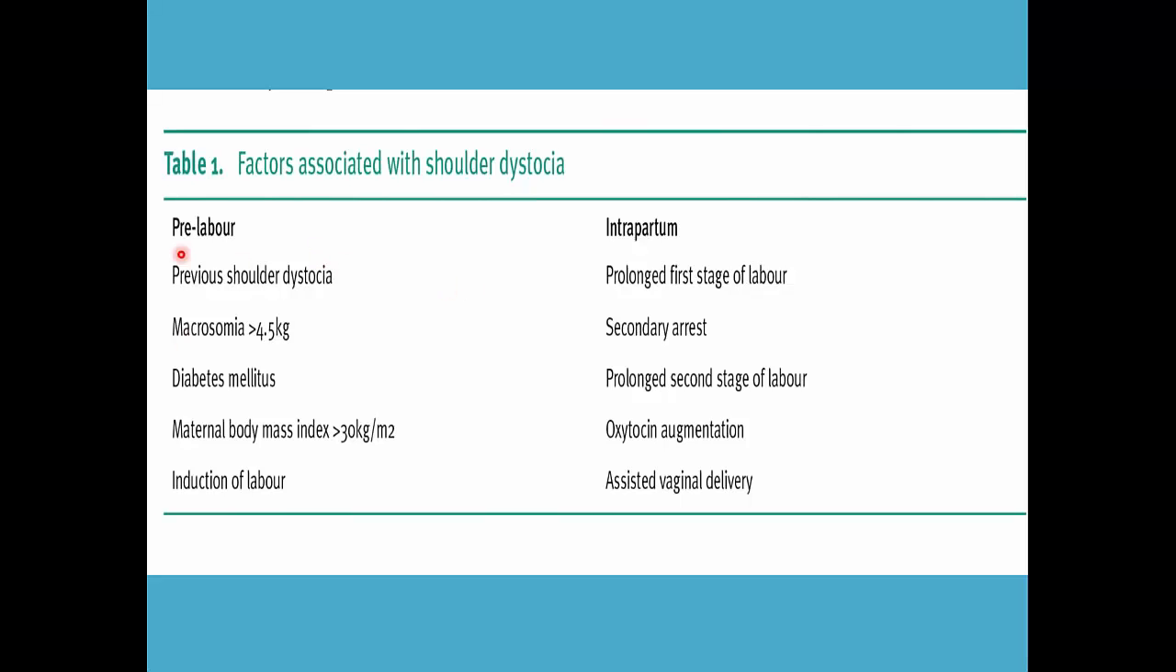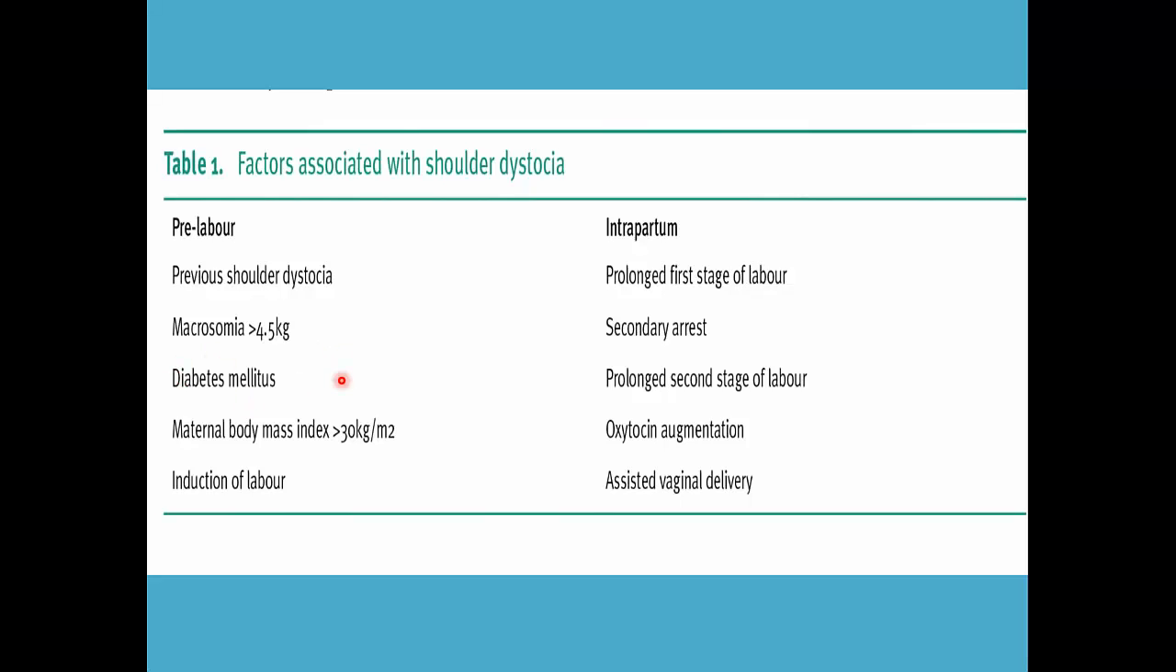Also, macrosomia more than 4.5 kilogram. We said before, 48% of cases of shoulder dystocia occur in infants weighing less than 4 kilogram. But macrosomia, more than 4.5 kilogram, is also a risk factor of shoulder dystocia.